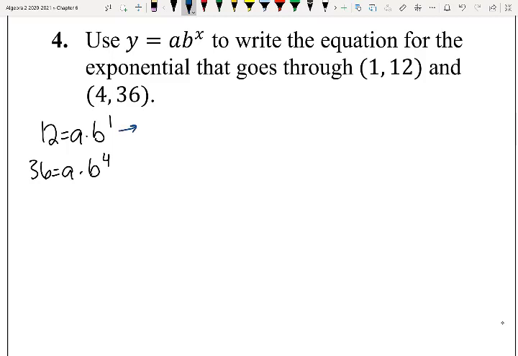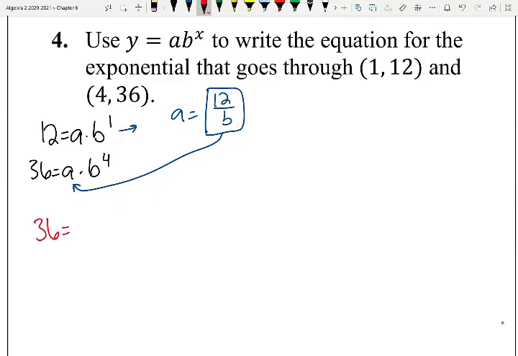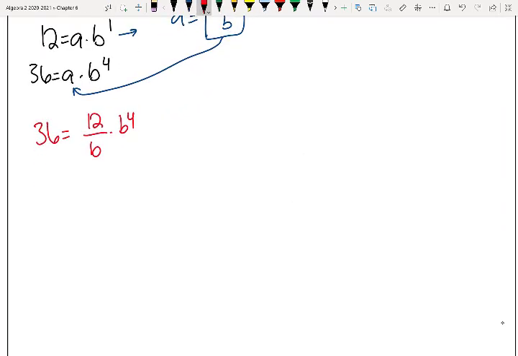If I rearrange that top equation, I should have a equals 12 over b, because all I have to do is divide by b on both sides. So if I now take this 12 over b and replace my a in the bottom equation with 12 over b, that'll give me an equation that I can now solve for b. So 36 equals 12 over b times b to the fourth. After I multiply those together, my b to the fourth and my b underneath is going to cancel and reduce that to b cubed. So 36 equals 12 b cubed. I divide by 12 on both sides. That gives me 3 equals b cubed.